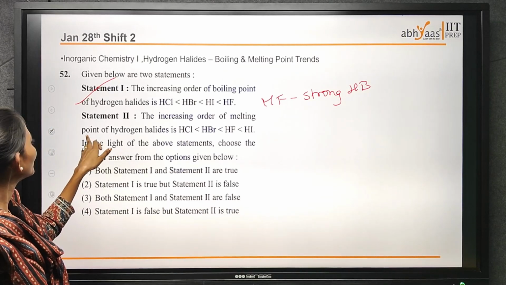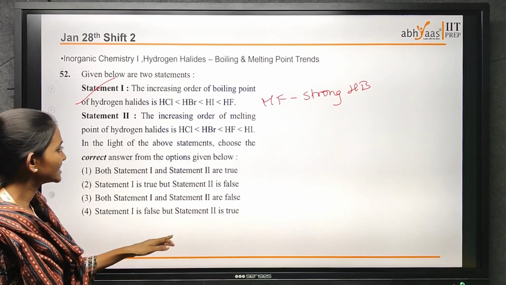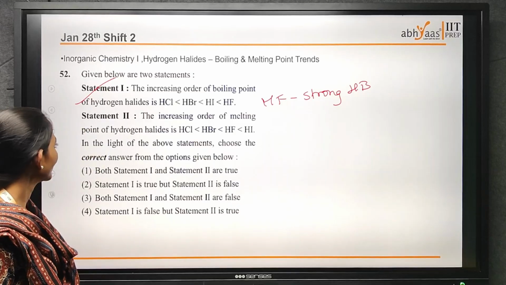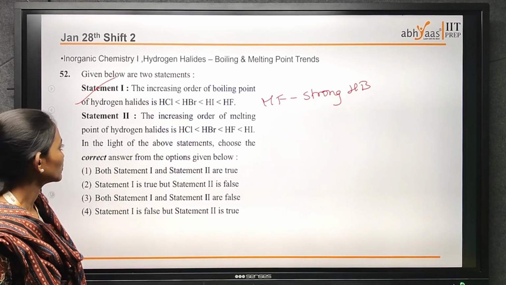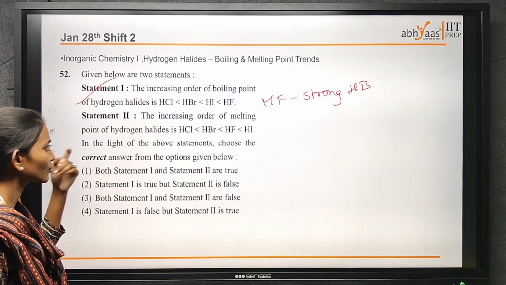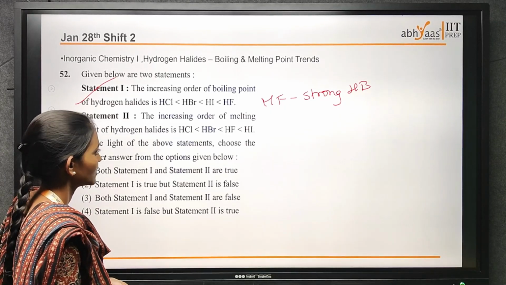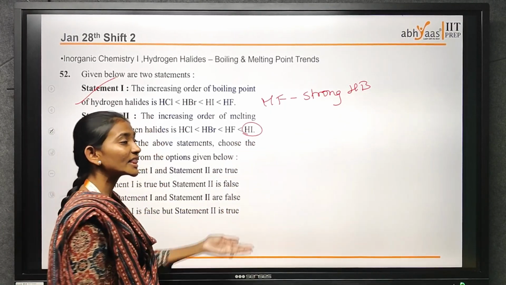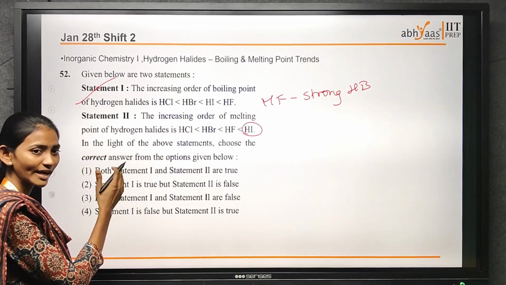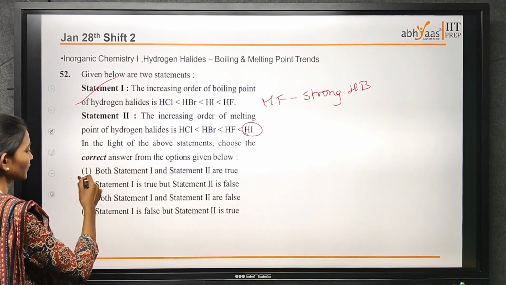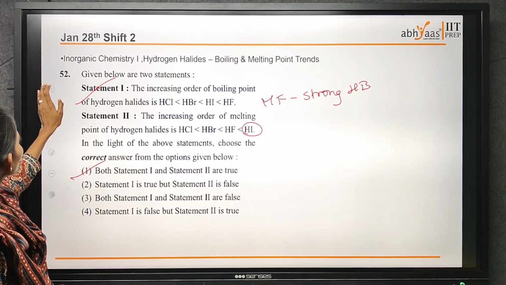The increasing order of melting point of hydrogen halides is HCl, HBr, HF and HI. Above statement, choose. If you see here, this is also true. Why? Because melting point depends upon molecular packing and lattice energy. First, HI will be more, then HF, then HBr, then HCl. So hence statements 1 and 2 are true. So option 1 is your answer. Moving on to next question.